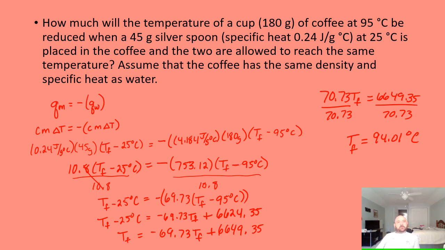Our 45-gram silver spoon only drops the temperature of our coffee by about a degree. Pretty nice because our coffee stays hot. That's really hot coffee, though. That's almost boiling coffee. It's like scalded hot coffee. Maybe our spoon should cool it down a little bit more than that. Anyways, this was a really long problem. We'll see you on the next one.